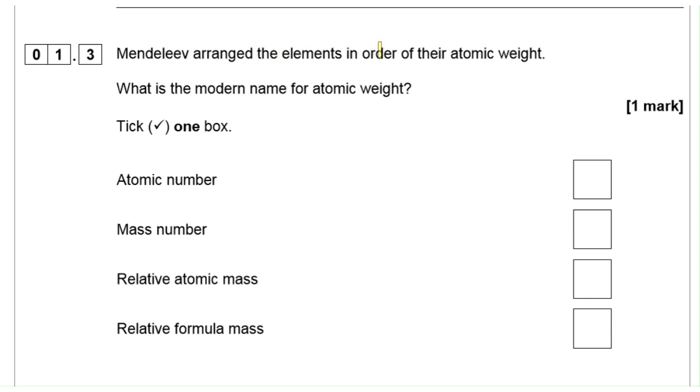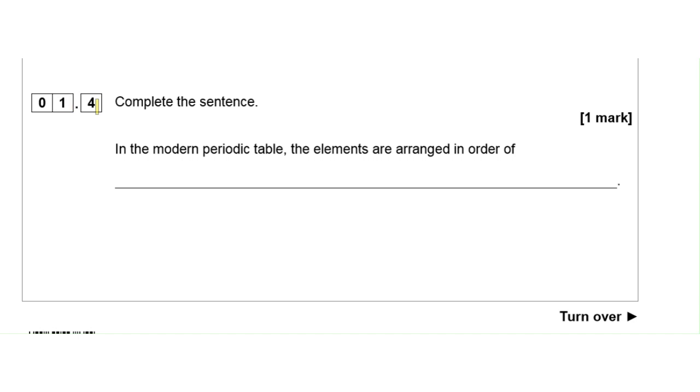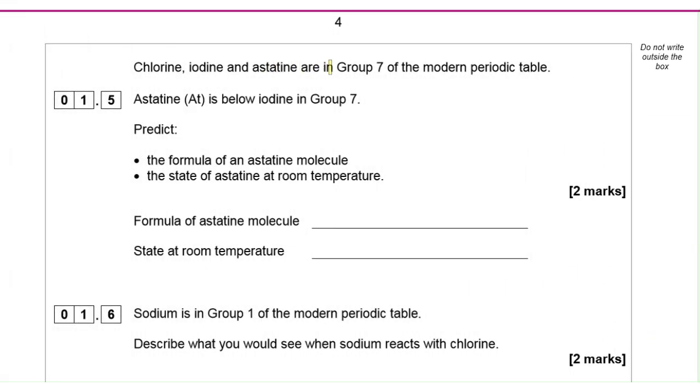1.3. Mendeleev arranged the elements in order of their atomic weight. What is the modern name for atomic weight, for 1 mark? Tick 1 box. Is it atomic number, mass number, relative atomic mass, or relative formula mass? And of course, the answer is relative atomic mass, for 1 mark. 1.4. Complete the sentence for 1 mark. In the modern periodic table, the elements are arranged in order of, and of course the answer is atomic number or proton number.